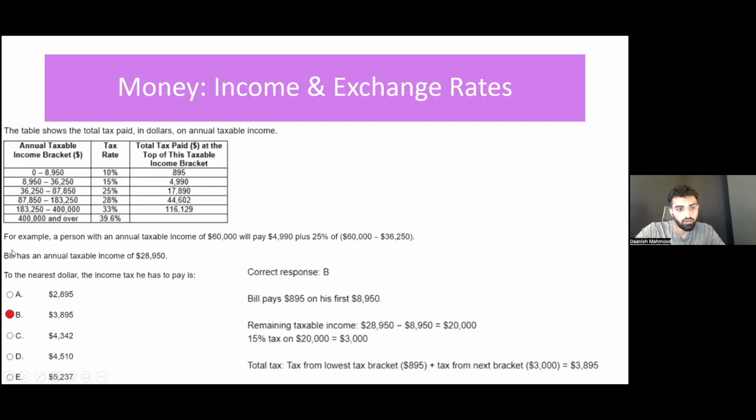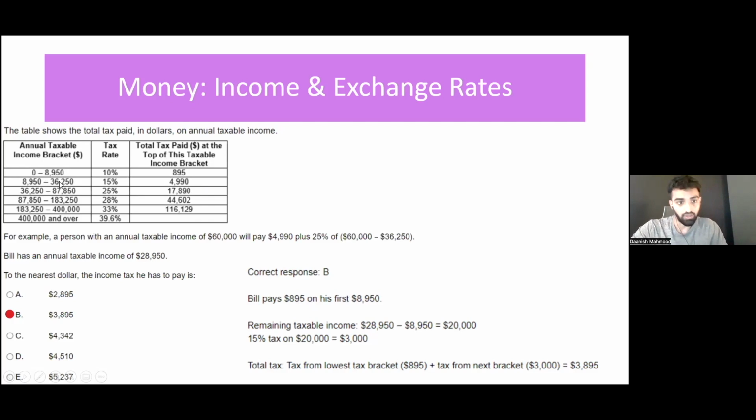So we're looking at this guy called Bill. He has an annual taxable income of $28,950. And you're just calculating how much income tax he has to pay. So $28,950 would fall into this bracket here where my mouse is. So the first bracket is up to $8,950. And Bill's earning $28,950. So we need to take off $8,950 first, because he pays $895 on this amount.